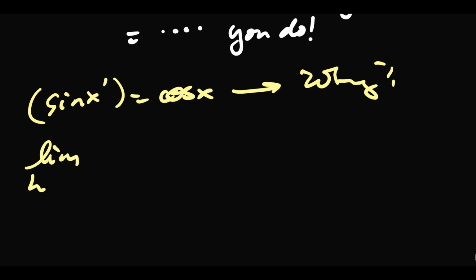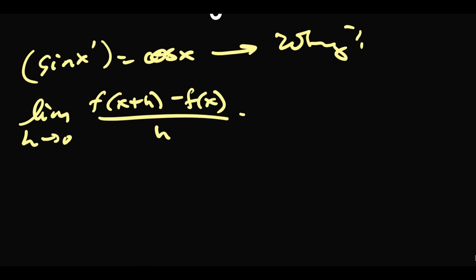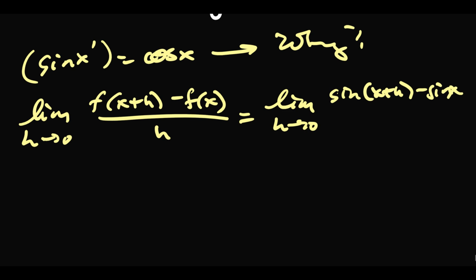I can write it better than that. Limit as h goes to 0 of f of x plus h minus f of x, all divided by h. So we're going to do that with sine of x: limit as h goes to 0 of sine of x plus h minus sine of x all over h, which is equal to limit as h goes to 0 of sine of x plus h.